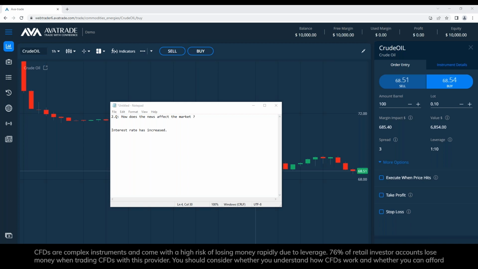Okay, so what does that mean in terms of the dollar? So the interest rate has increased. Okay, so that means what? What does that mean in terms of the economy? How can the economy respond to the interest rate that has increased?